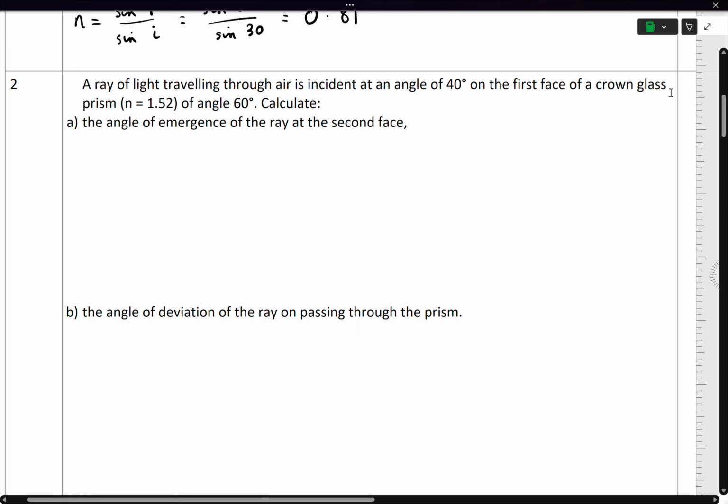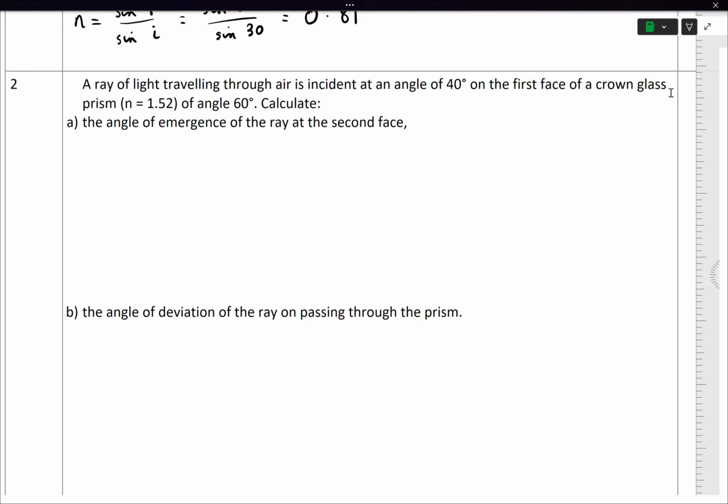Question 2. A ray of light travelling through air is incident at an angle of 40 degrees on the first surface of a crown glass prism, n equals 1.52, with an apex angle of 60 degrees. Calculate the angle of emergence of the ray at the second face.